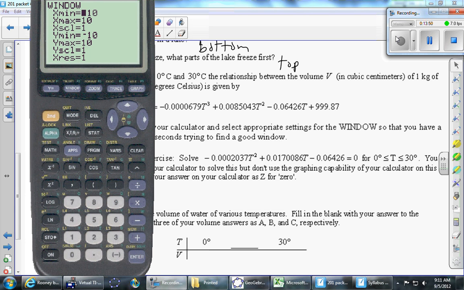Okay, so let's see if we can work on finding a good window together. First of all, what should the x's be? They were actually given in the problem. Kyle?